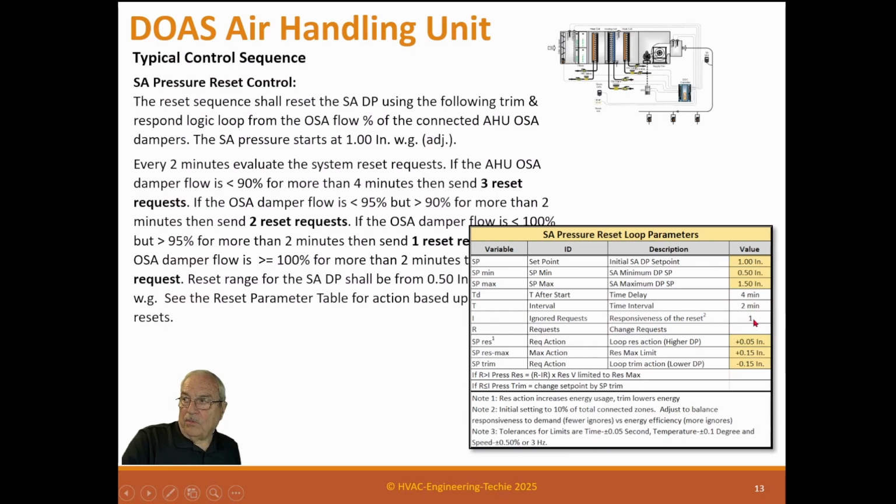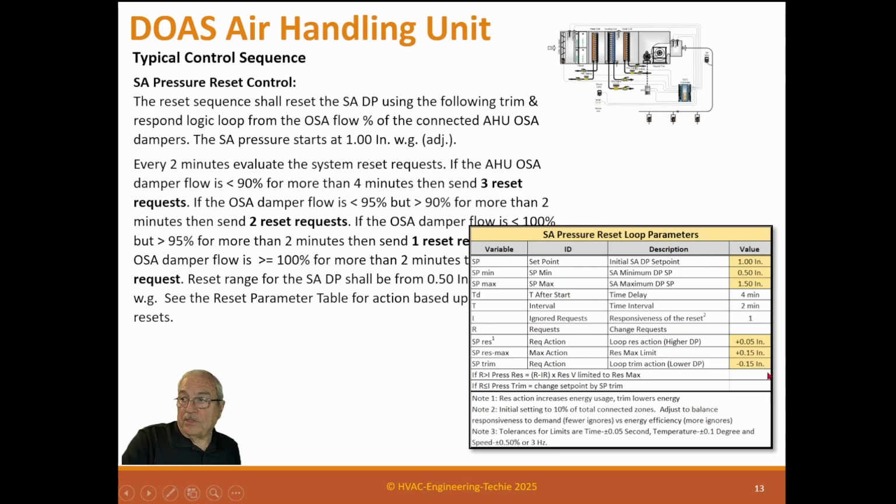Our ignored requests are 1. And this 1 is 10% of your connected load, and I'm pretending that there's only 10 here because it's not an actual job. This is just a training exercise. So it's 1 because we have 10 connected units. If we had 100 connected units, this might be 10.